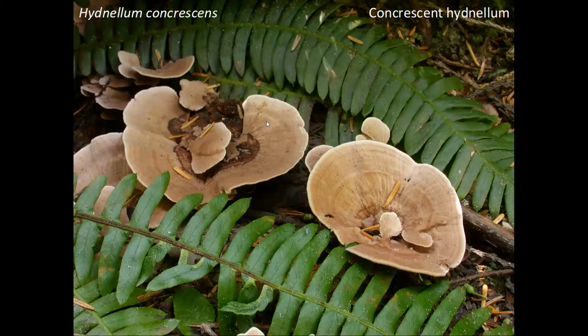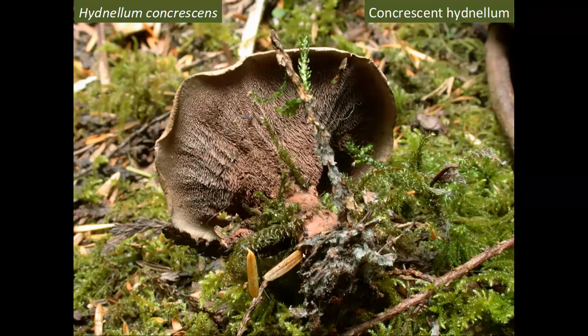Hydnellum concrescens, sort of heavily zoned, but in a very nice kind of way. These tend to be quite nicely round, but with these little outgrowths at times. What it looks like from the underside.